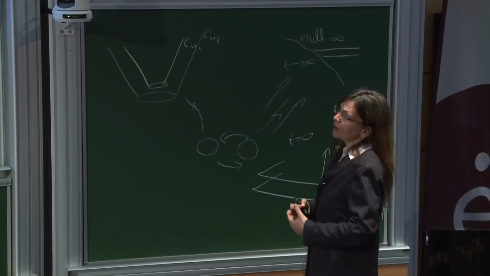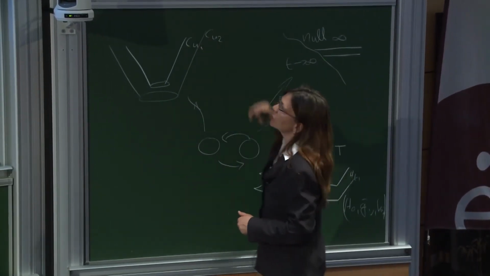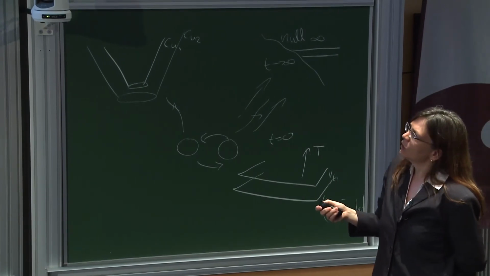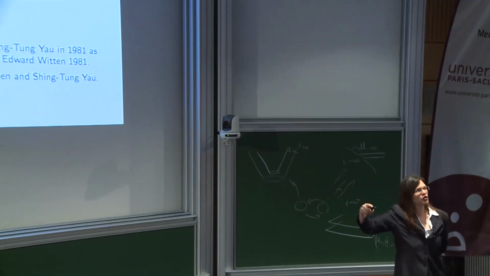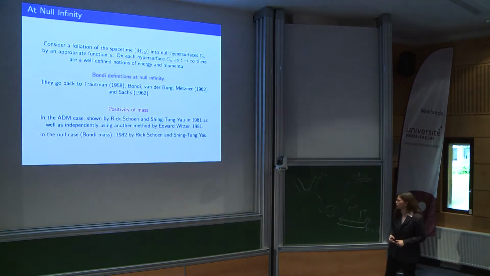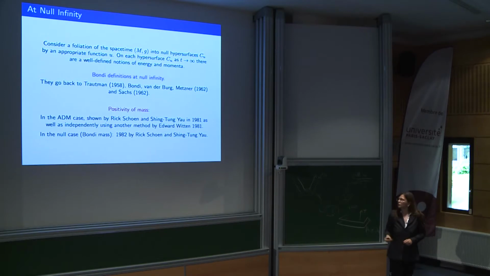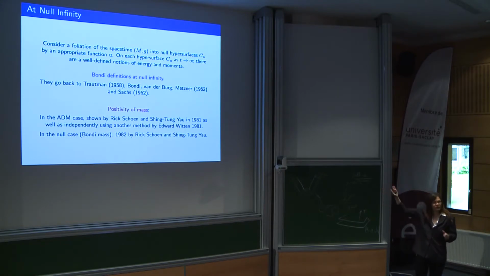And again, when gravitational waves travel at the speed of light, they travel along these null hypersurfaces out to null infinity, and that's what we're interested in. So the ADM definition that you just saw on the previous slide has a corresponding definition at null infinity, and we call this the Bondi definitions. It goes back to Trautman, Bondi, van der Burg, Metzner, and Sachs in the 1950s and 60s to define mass, energy, and momentum also at null infinity. Well, there are probably some more constraints you have to put there to make things work. I'll say more about it.